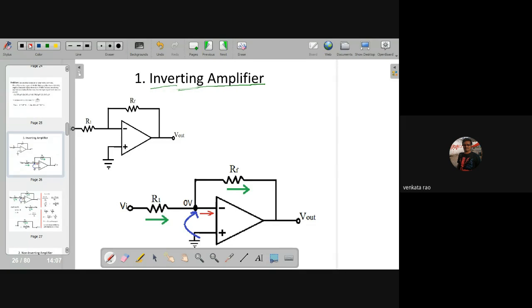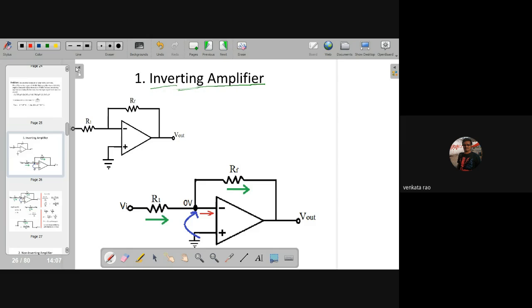See, last class we already started the applications of OPAMP. Just 5 minutes I will rewind the topic, and next I go to the remaining part of the applications. So the first basic application of your OPAMP is the inverting amplifier.